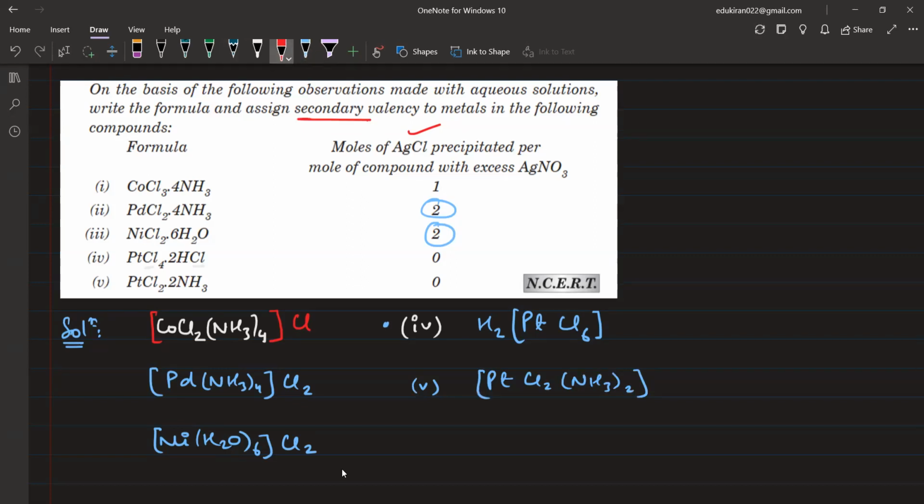So secondary valency is the number of coordinate bond that it is going to make. So here it is going to make 4 plus 2, that is 6. Here it is going to make 4 coordinate bond. Here it is going to make 6 coordinate bond. Here it is going to make 6 coordinate bond, and here 2 plus 2, that is 4 coordinate bond. So please write this down.